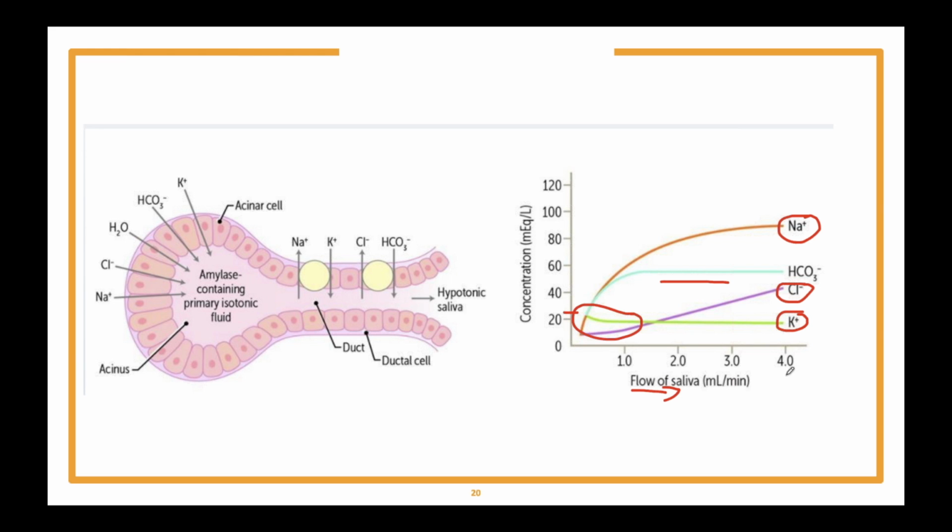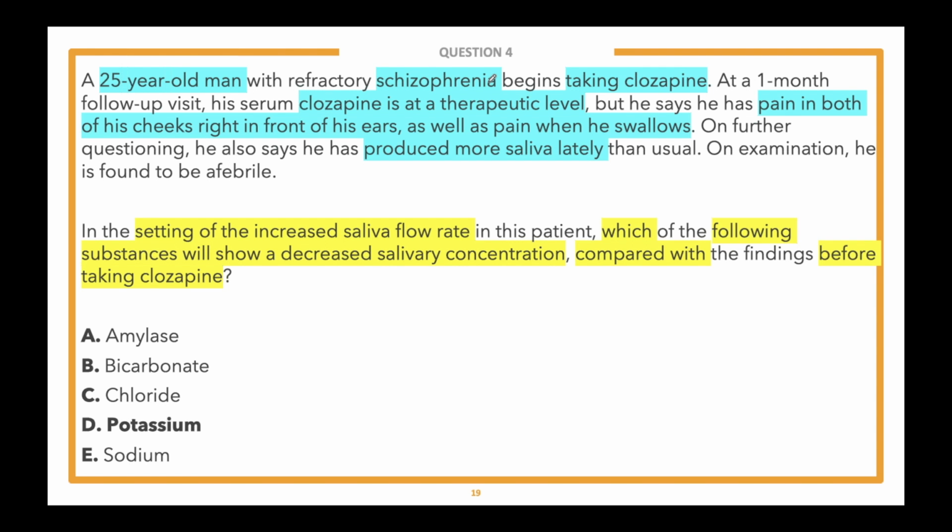So that's why when we go back to this question and we go back to what the lead-in is asking us, so if the salivary flow rate is increased, what substance will be decreased if you compare it with before taking clozapine? And as we just mentioned, potassium is the one thing that decreases with increased salivary flow rate. So that would be the best answer choice here.